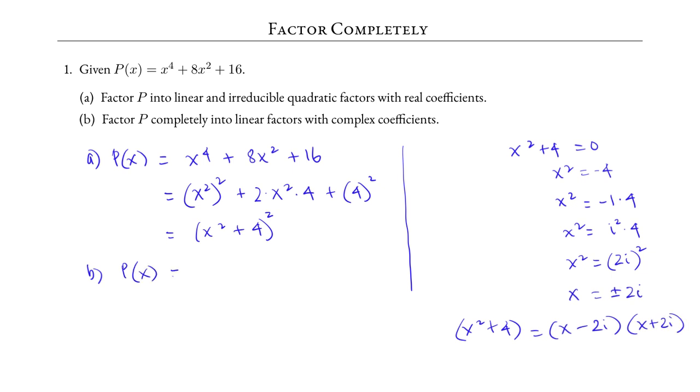Put all these together, we see that p of x equals x squared plus 4, the quantity squared, which can be factored as x minus 2i times x plus 2i, the quantity squared. This is x minus 2i, the quantity squared, times x plus 2i, the quantity squared.